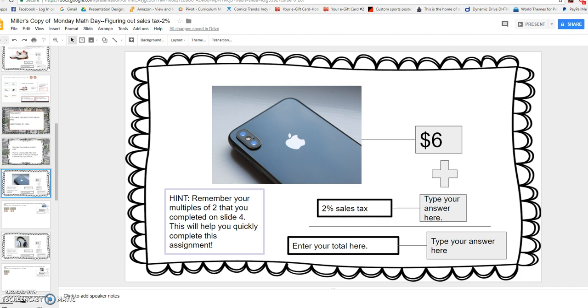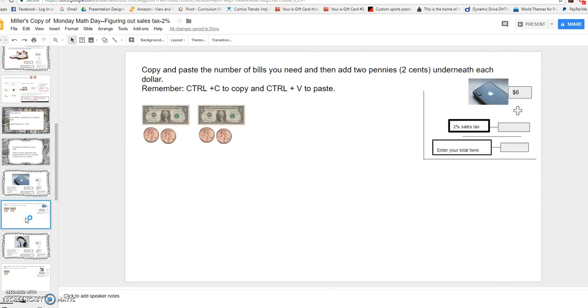Okay? Now, I know, since I'm very comfortable with sales tax, I don't need to copy and paste the number of bills that I need in the 2 pennies. I don't need to do that. That's just a tool that you can use.